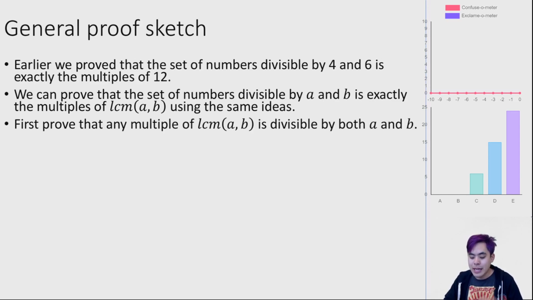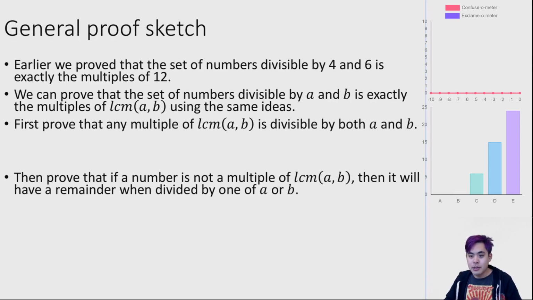So first we'll prove that any multiple of the least common multiple of a and b is divisible by both a and b. And then we prove that if a number is not a multiple of the least common multiple, then it will have a remainder when divided by one of a or b. So how do we do that?